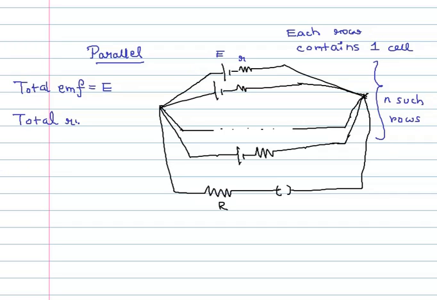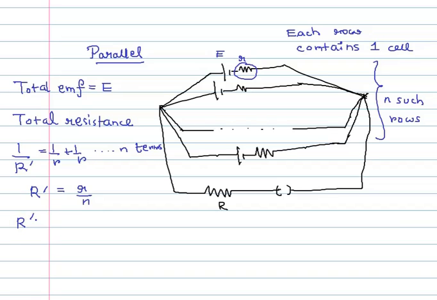And what is the total resistance? The total resistance in this configuration will be given by 1 by r dash, which is 1 by r plus 1 by r, that is each of these individual cells, up to n terms. So one can see that r dash comes out to be r by n, and therefore the total resistance is r dash plus the external resistance in the circuit, so r by n plus R.